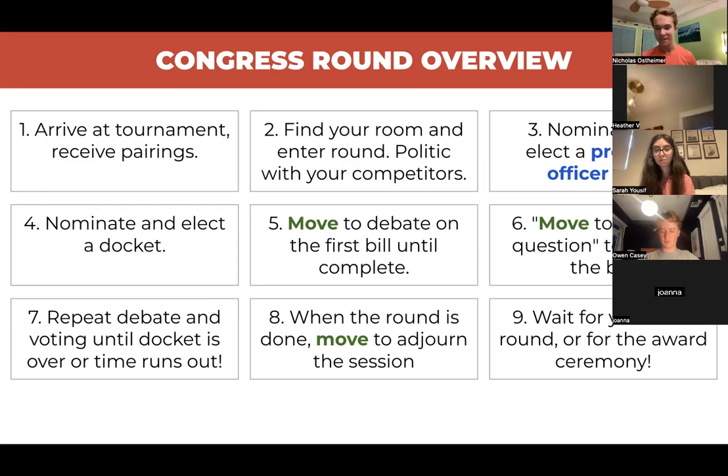Then when everyone is in their seats, the judges are there, and you have the okay from the tournament to go ahead and get started. It is the chamber's job to nominate and elect the presiding officer.